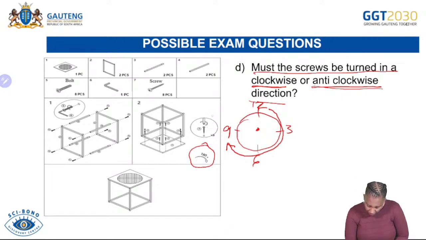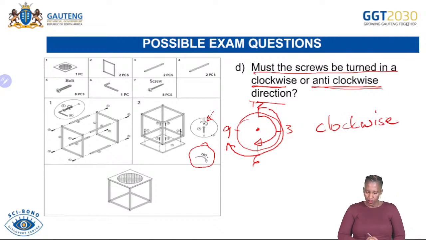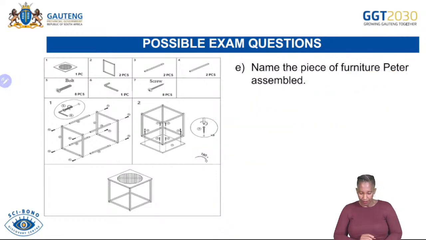As you can see, even here, you can see that the screw is turning this way, like our clock. So we say the answer is clockwise. That is our answer for this question. It is clockwise. So boys and girls, you just go through the instructions given and then you follow them as they are, and then you identify the answers.